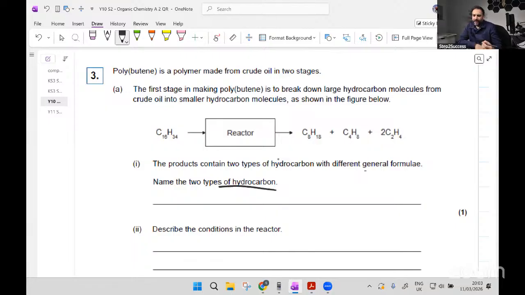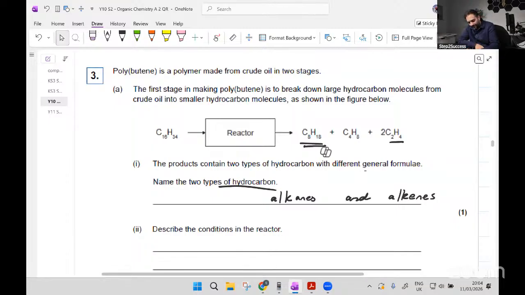Well, you only need to know two different types of hydrocarbon. They are called alkanes and alkenes. They are the two. That is an alkane because of the general formula. Those two are alkenes. The general formula for alkenes is that the hydrogens double from the carbons, whereas for the alkane you double and add two. So double 8 and then add 2, you get to 18.